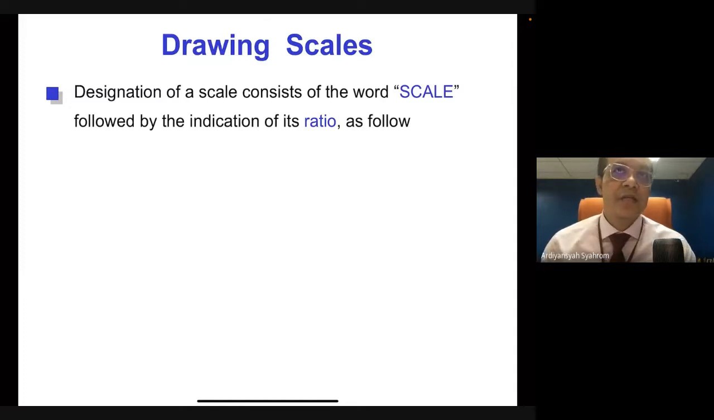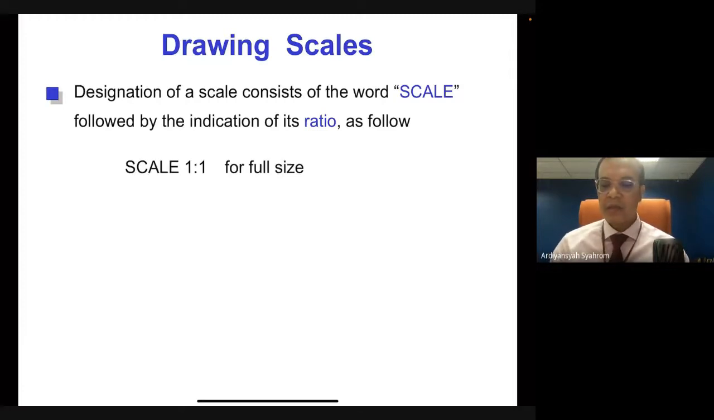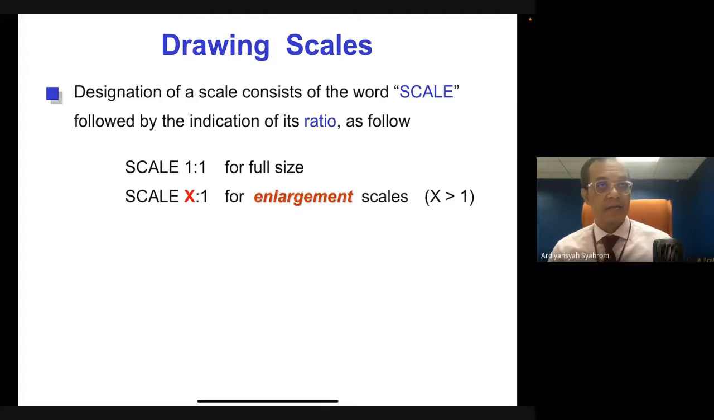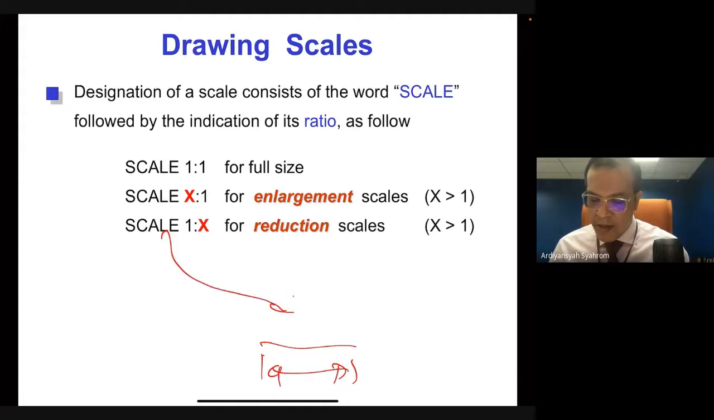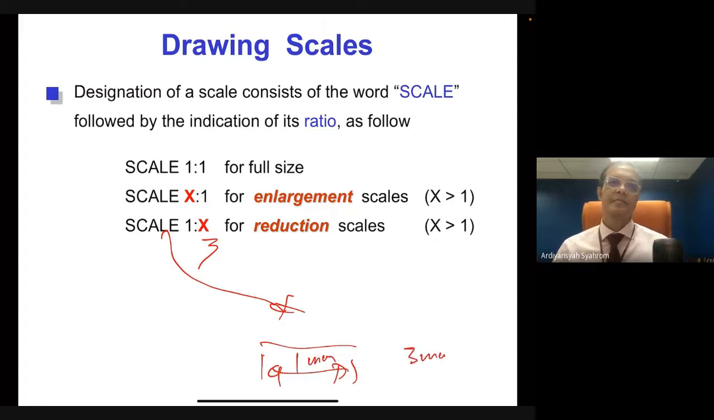Designation of the scale consists of the word scale followed by its ratio as follows. 1:1 means full size. X:1 is enlarged scale, where X is more than 1. 1:X means you reduce the scale, where X is more than 1. Let's say you give 3, then if you measure 1 millimeter here, the actual size is 3 millimeters. If here is 10, the size is 10 millimeters.